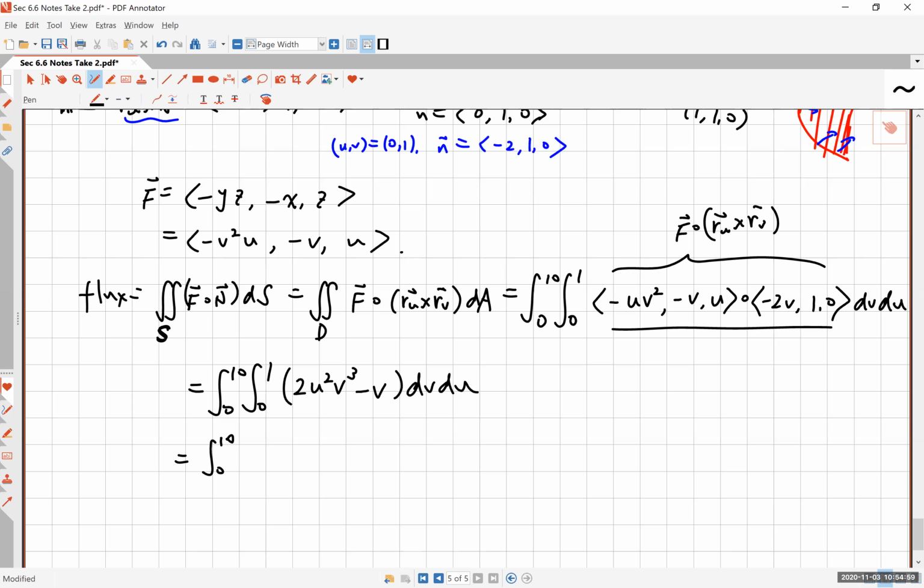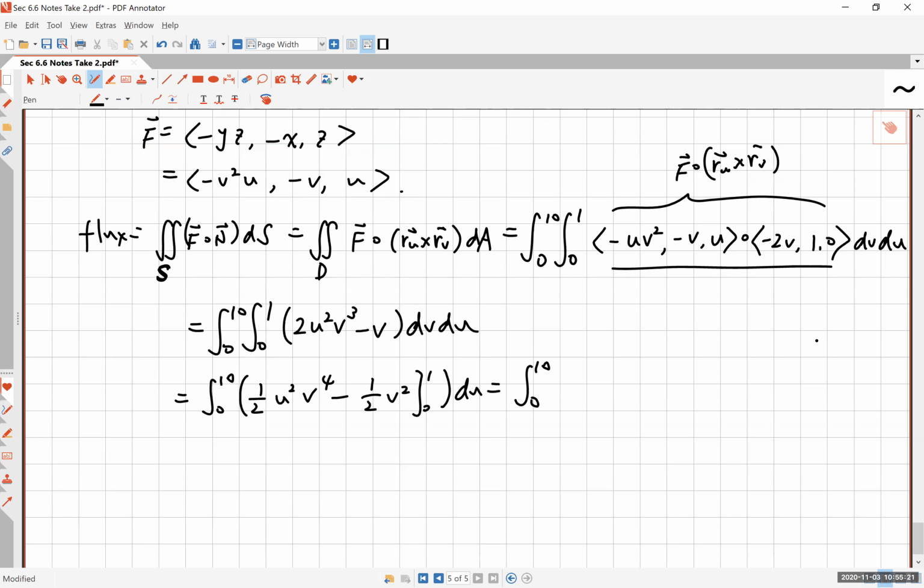If you integrate with respect to v first, this will be 1/2 u squared v to the fourth, right? Because 3 becomes 4, of course. And then v becomes 1/2 v squared. You integrate v from 0 to 1, you still have u left in there. So there is non-trivial integration that has to be done here. As v goes from 0 to 1, this becomes 1/2 u squared minus 1/2. And this is what we have to integrate.